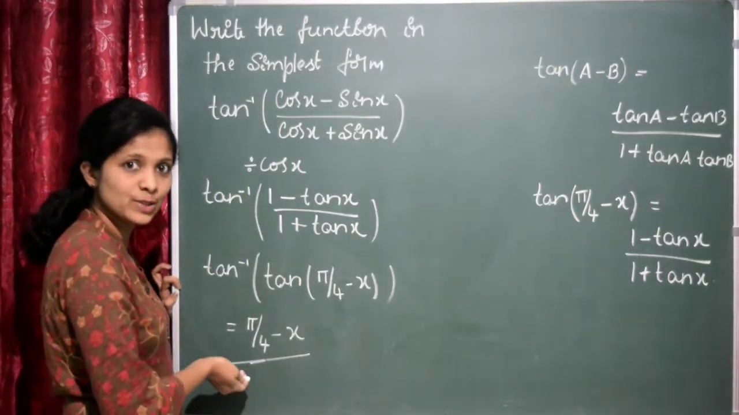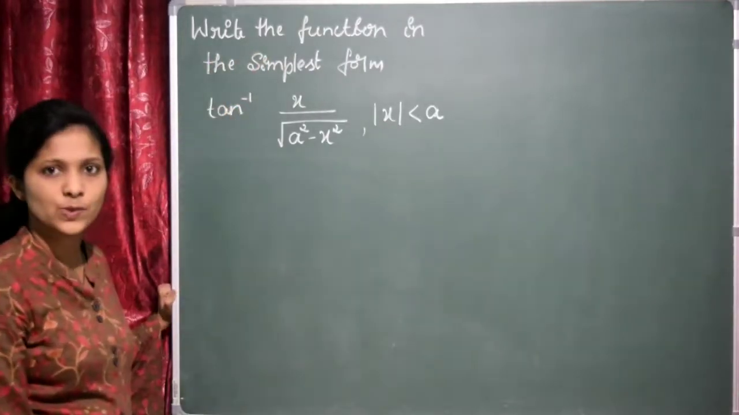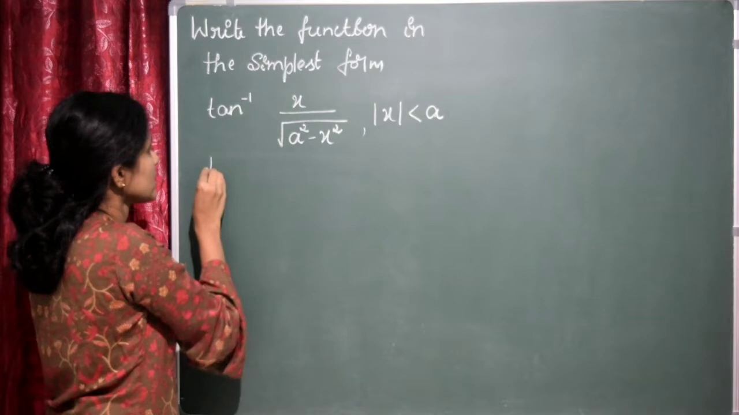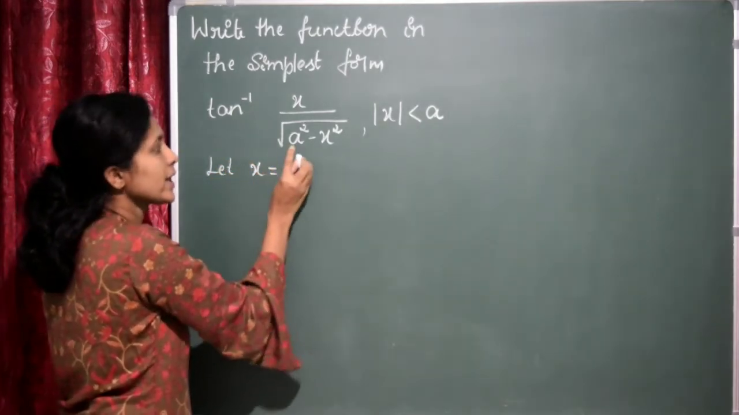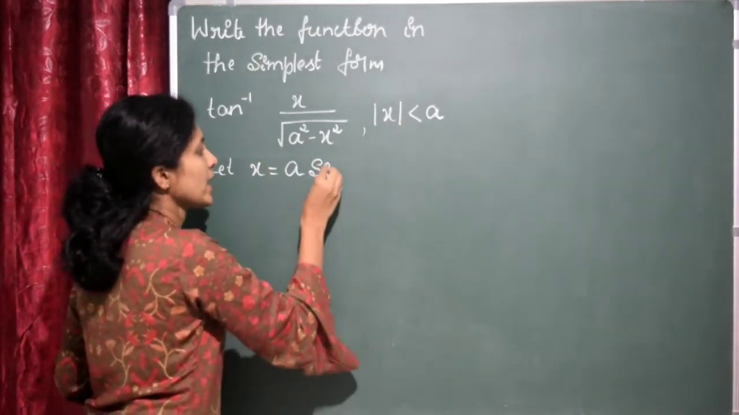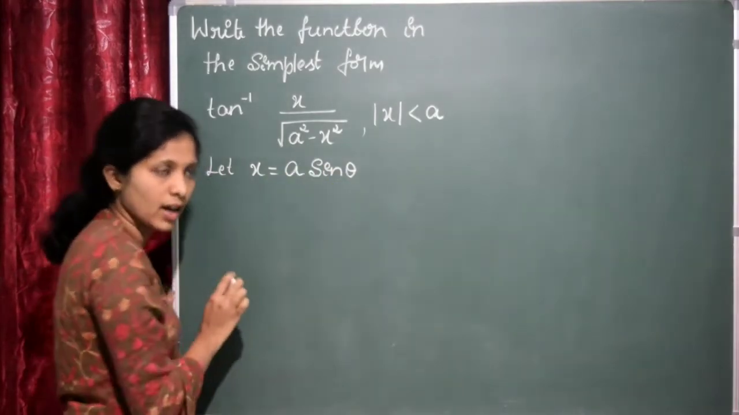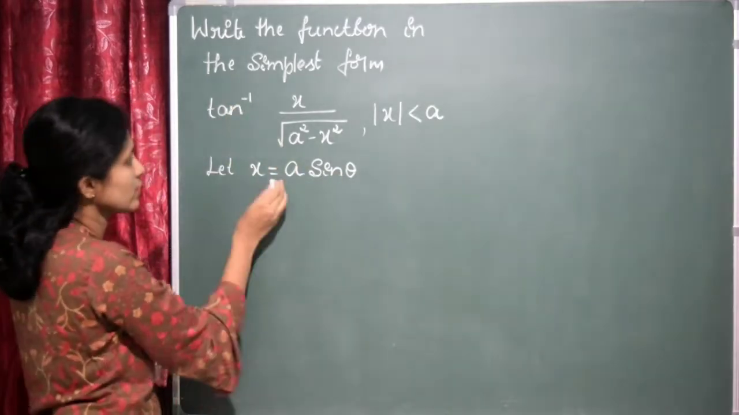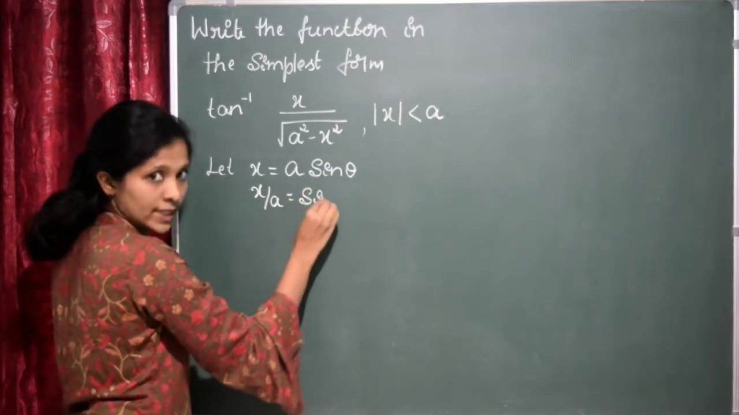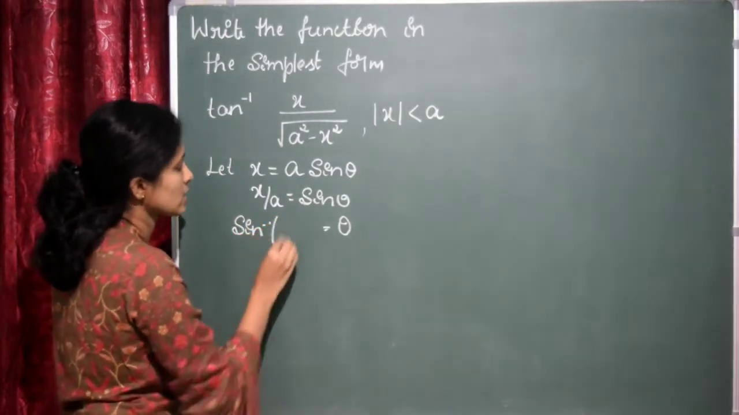Is it clear? Understood? Next problem is, write the simplest form of the tan inverse of x by root of a square minus x square. Here function is not there, right? So we have to give some substitution. We'll consider substitution as, let x is equal to, here the constant is also given. For that reason we'll consider x is equal to a sin theta. This is not compulsory that you have to give a sin theta only. You can consider a cos theta also. Here I'll consider a sin theta. Now I can write x by a is equal to sin theta. So the value of theta will be equal to sin inverse of x by a.